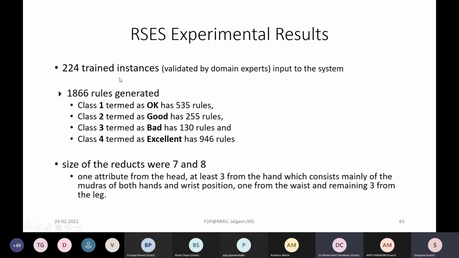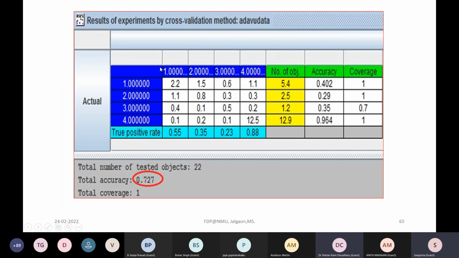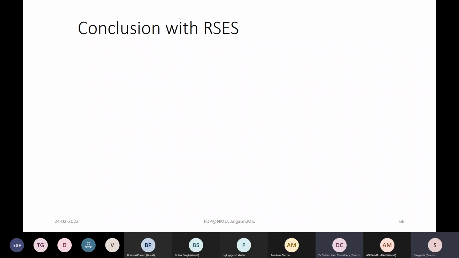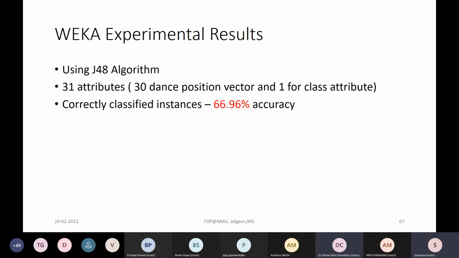Anyway, I had some trained instances which were input into the system, and the system generated some rules, and from there we got some reducts. From 30 attributes, we got 7 and 8, 2 of them. This is the screenshot of RSES, this is how it looks. And with this, at that time we got 72.7%. We had only 224 instances with us. Remember that. With the cross validation method, we got this much for the trained data.